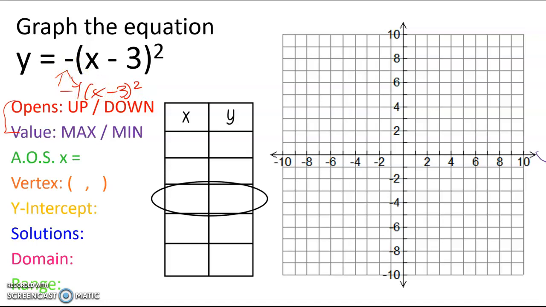Now, that basically tells me that I have a negative number out front there, so my parabola is going to open down, which tells me that I'm going to have a high max value all the way up here, all right? Which means I'm going to have a value of a max, all right?